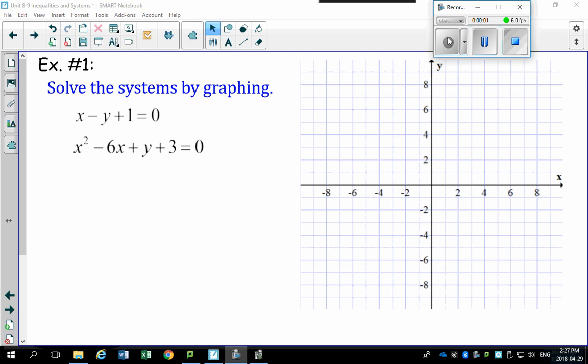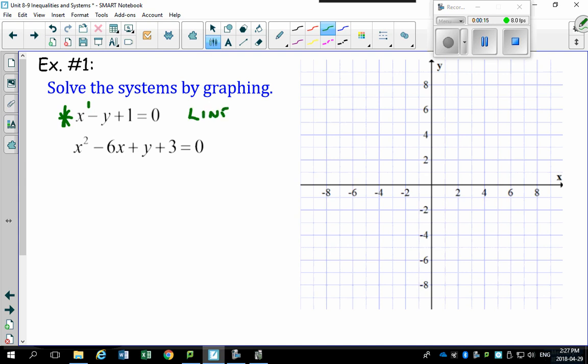Okay, so here's our first example on how to do this. If you look over here, here's your system of equations. Look at this first one that I wrote out up here. This one has, of course, an exponent of 1. So that's going to be a linear. So that's going to be a line.